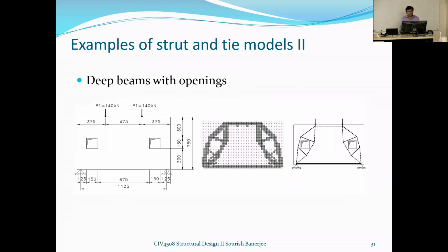Some more examples: deep beam with openings. So you can see in this case that you have these openings here, and then you have the software results, and this is the Strut and tie model. You can see there are a bit more members here because there's an opening there. That's a disturbance region, you can think of. So that's why we have these extra members there.